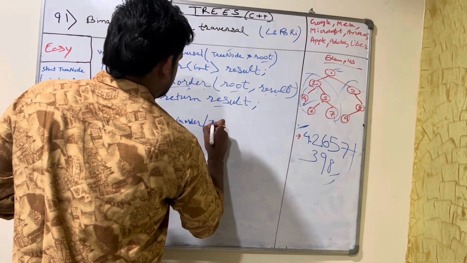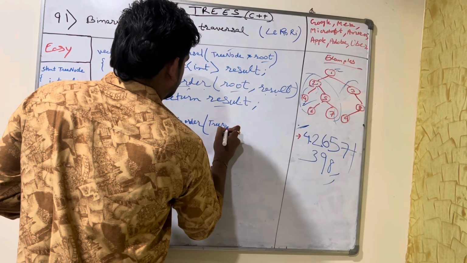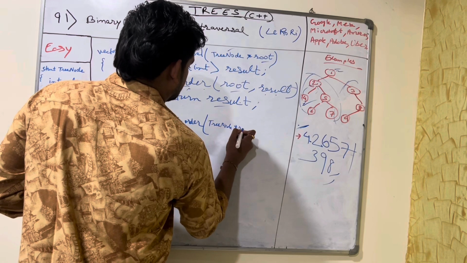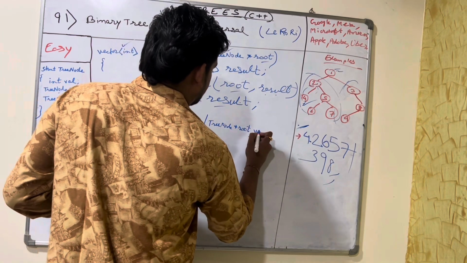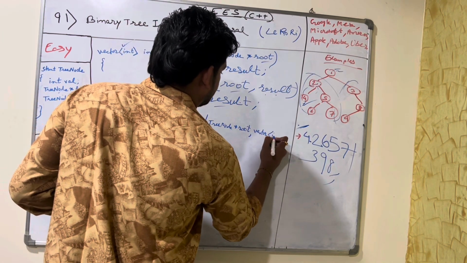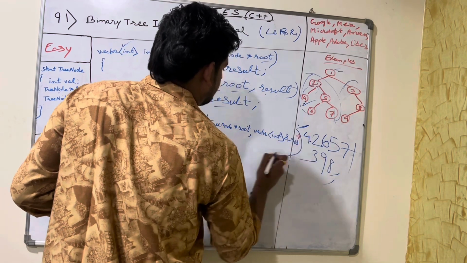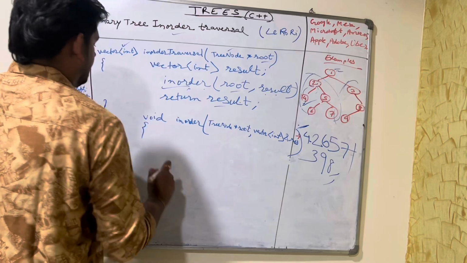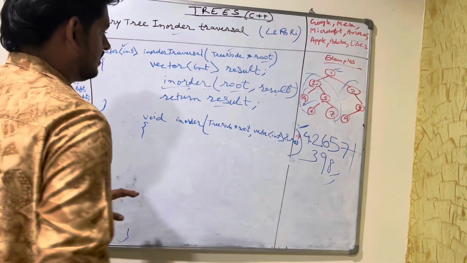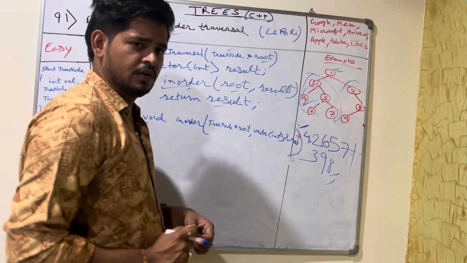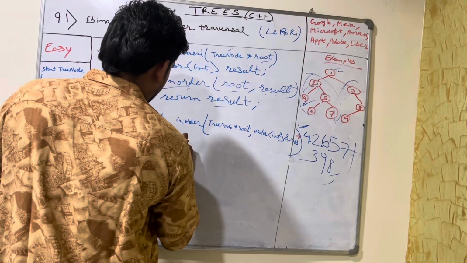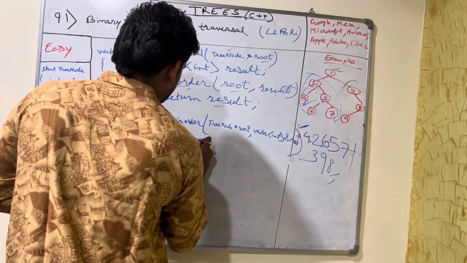Okay. So let's code this in-order recursive function, void inorder, TreeNode struct root, and this vector of int ampersand, say res, we name it as res, anything you can do, right? So now what would be our base case if there is no value, if root is equal to null, right?